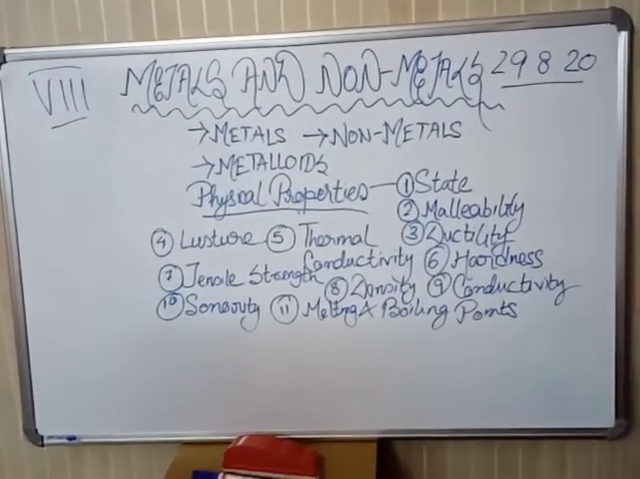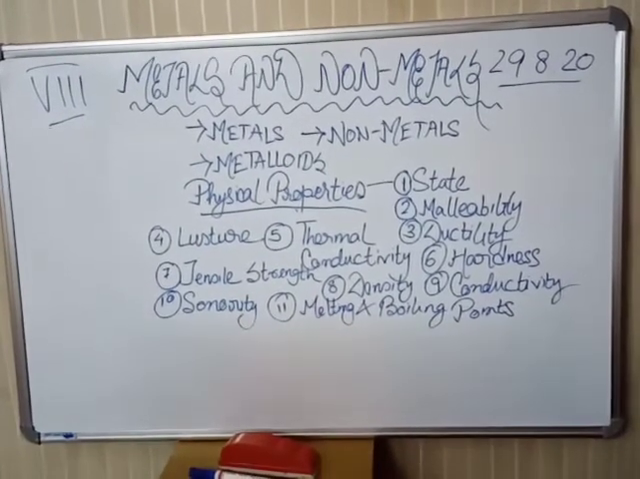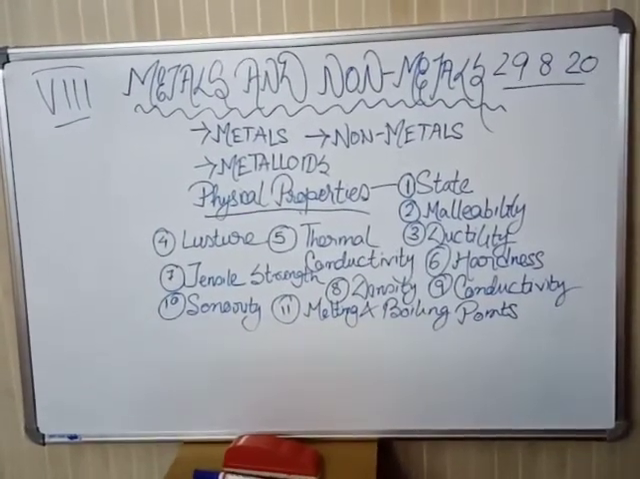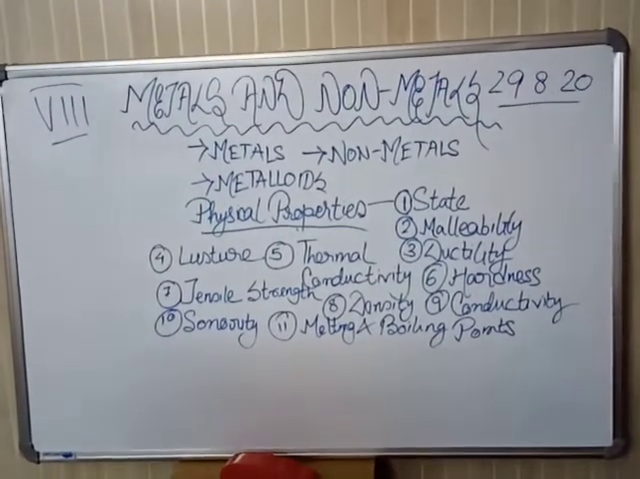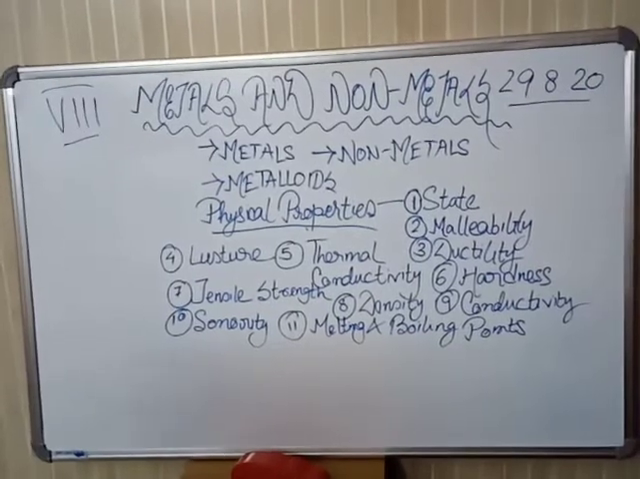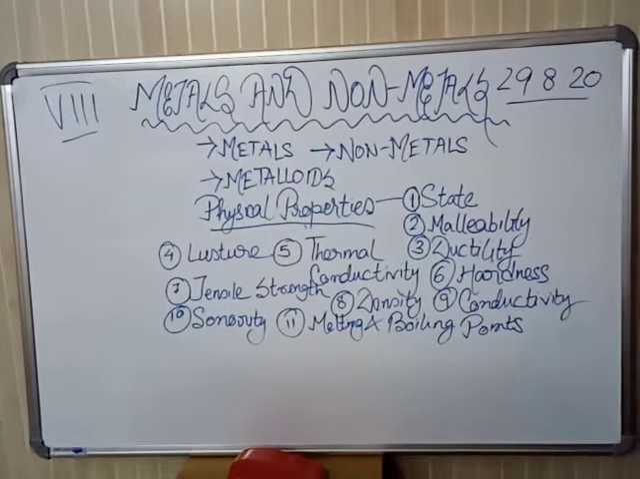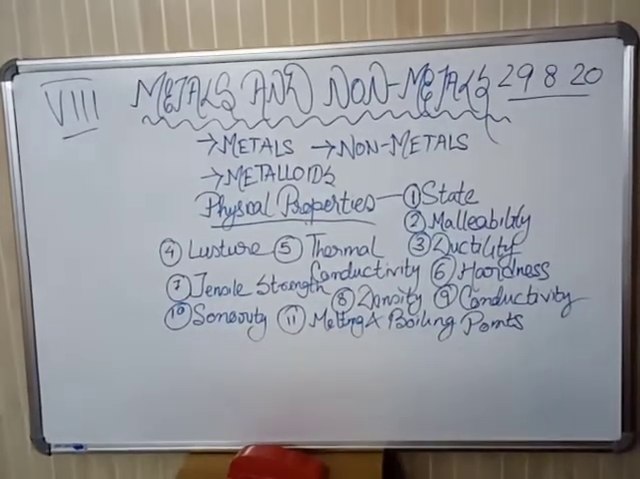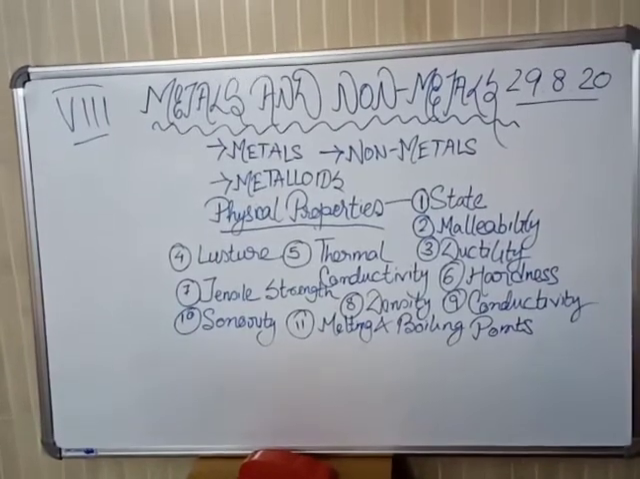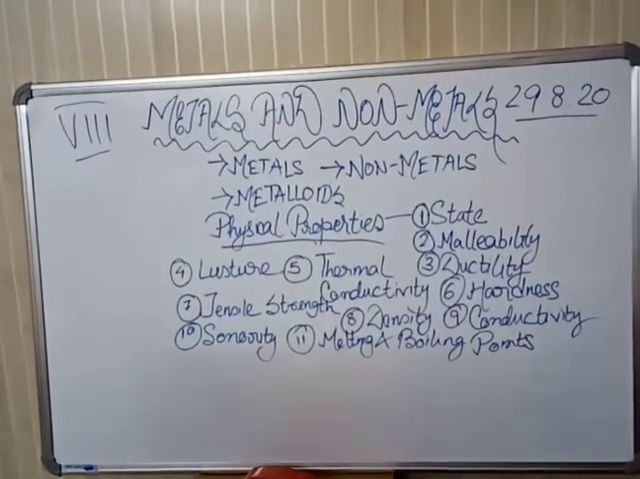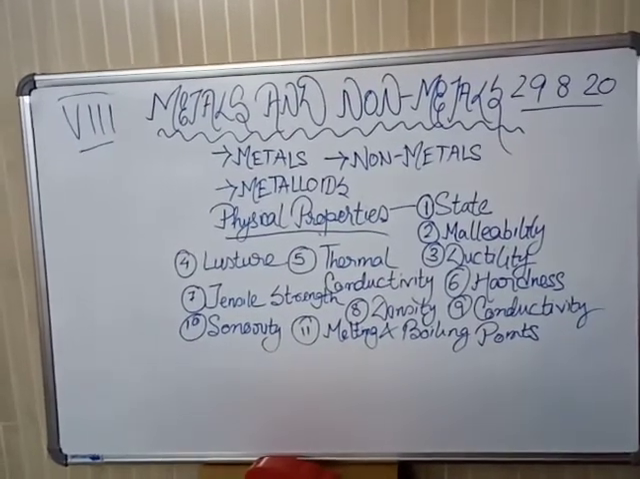Now physical state. Metals are solid at room temperature. Okay, so except mercury and gallium, none of the metals exist in liquid state, whereas non-metals generally occur as solids or gaseous. Okay, now malleability. Metals can withstand hammering and can be drawn into sheets. So metals are malleable, but non-metals are brittle. They cannot be drawn into sheets.